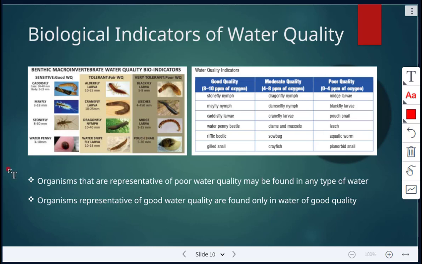Now, keep in mind that organisms that represent poor water quality may be found in any type of water. They might be found in poor quality, moderate quality, and in good quality water. But organisms that represent good water quality are only found in water of good quality. So you would never find a stonefly nymph here in poor quality water.